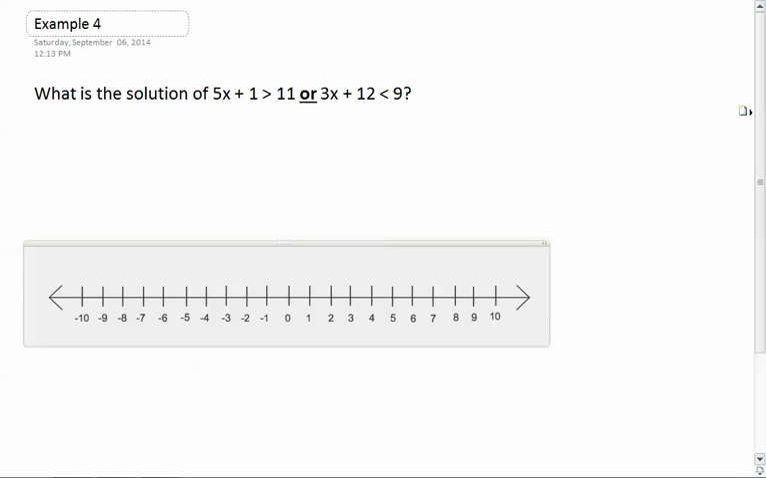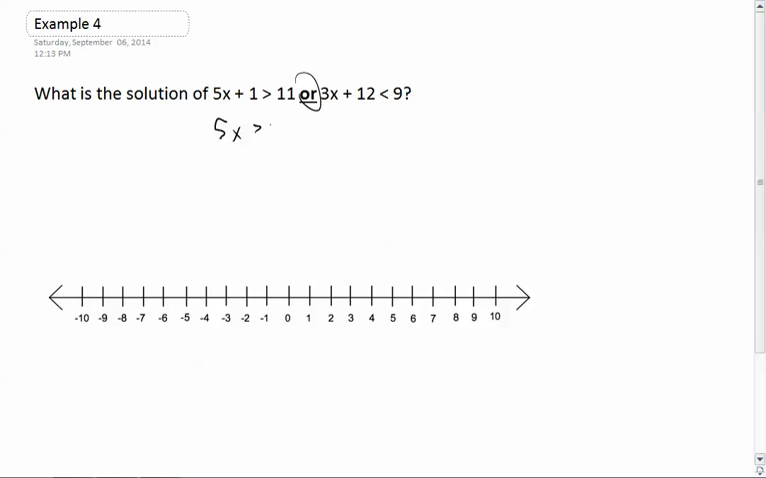The last example here would be like an or scenario. If it's or, well, let's solve for both of these. You're going to get here 5x is greater than 10, or x has to be greater than 2. And the second restriction here is that 3x is less than negative 21, or x is less than, that would be negative 3, pardon me, not negative 21. That's right. That would be negative 3, or x is less than negative 1.